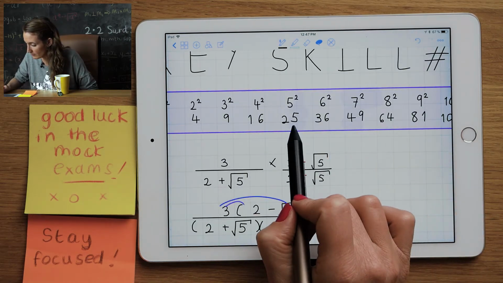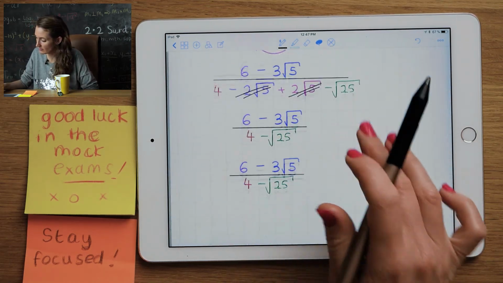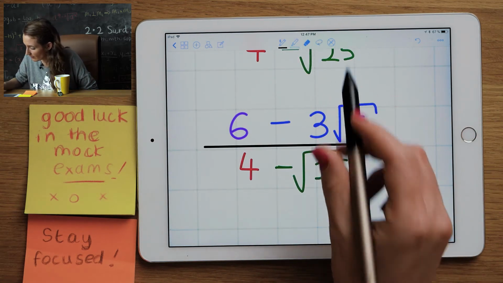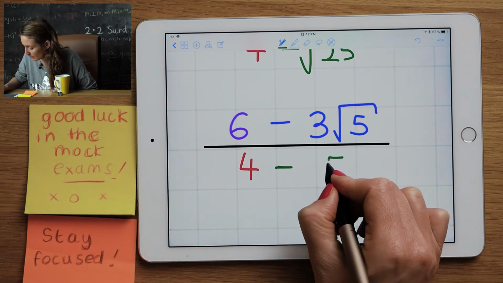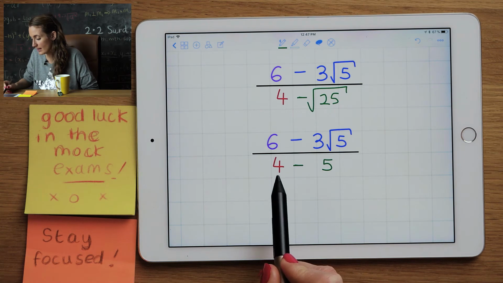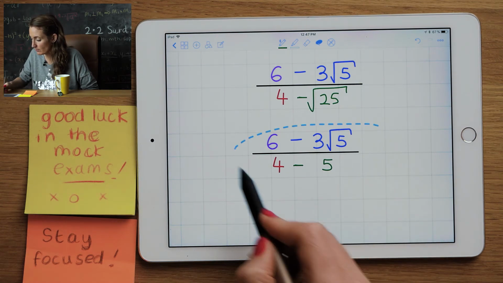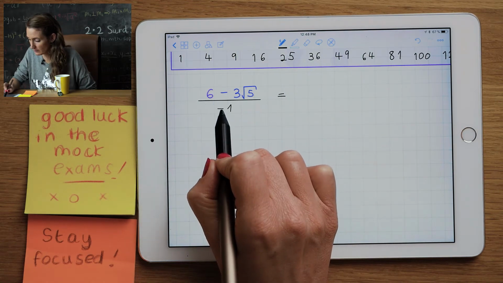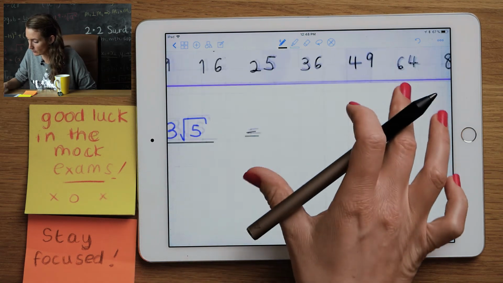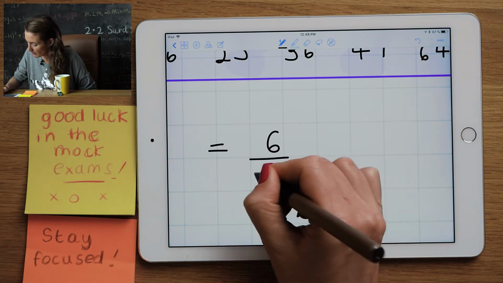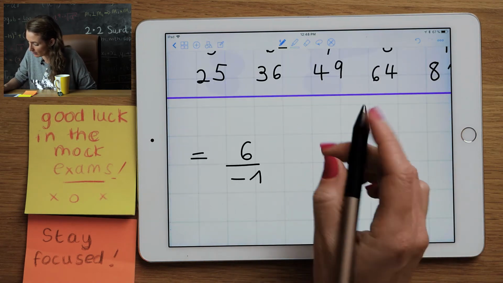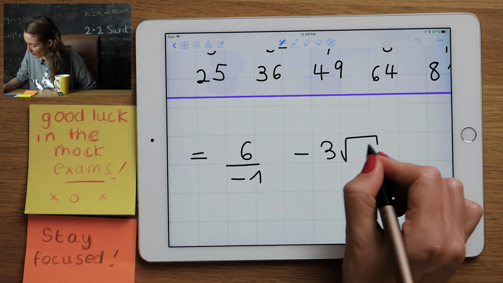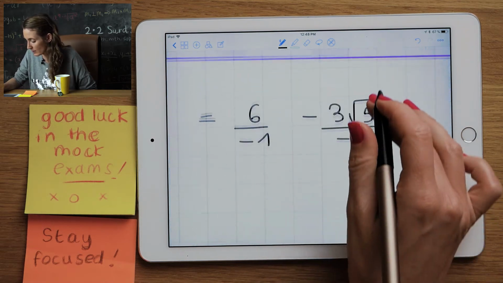Now, square root of 25 is 5, so I can change here square root of 25 for 5. On the last line, I can say 4 minus 5 is minus 1. What we're going to do is split this up and put the -1 as the denominator on both. So we have 6 divided by -1 and -3 square root 5 divided by -1.